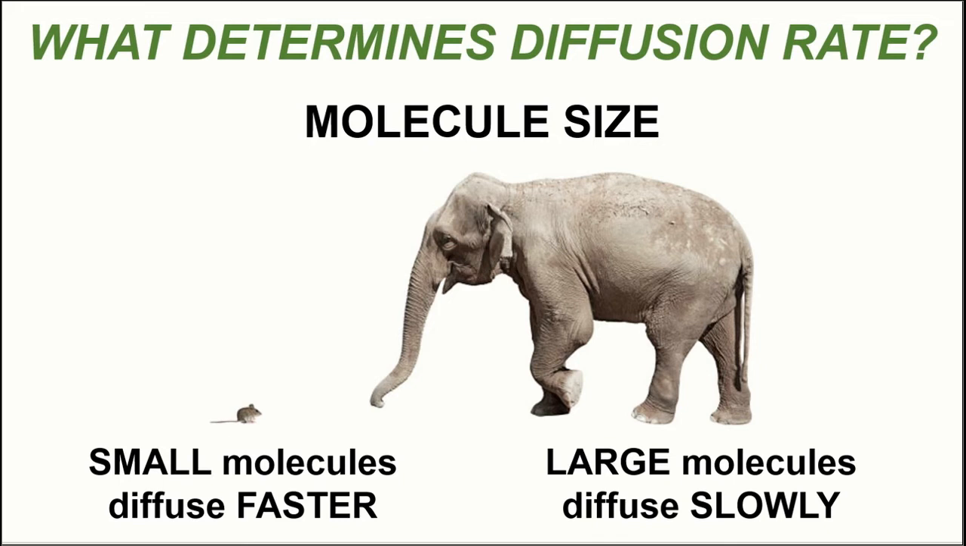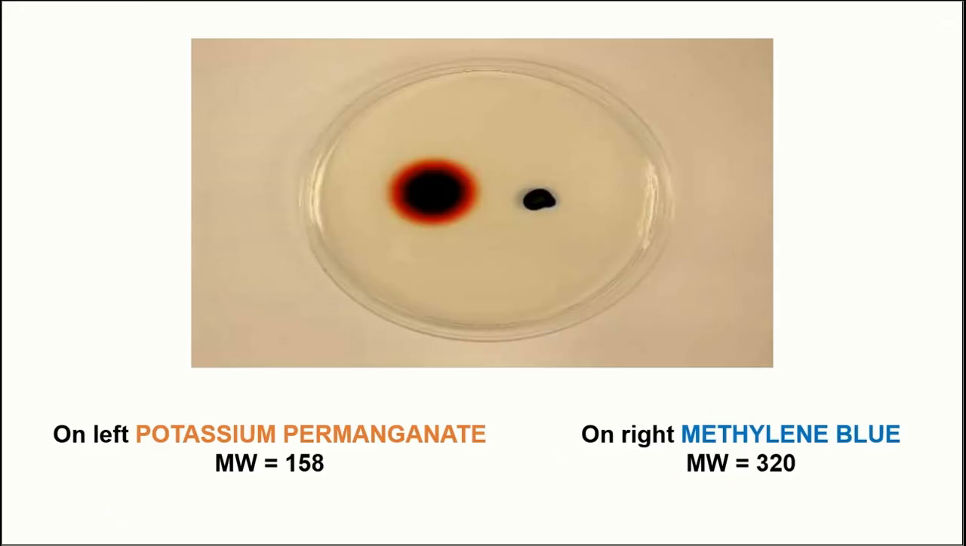It turns out that molecule size and diffusion rate are inversely proportional, which means that small molecules tend to diffuse much faster, while large molecules tend to diffuse more slowly than smaller molecules. So here is a simple example with two dyes that have been dropped onto a petri dish of agar, and agar is a water-based gel that you typically would put in a plastic or glass petri dish in order to grow bacteria and perform experiments in microbiology. But agar also lets us test diffusion as well.